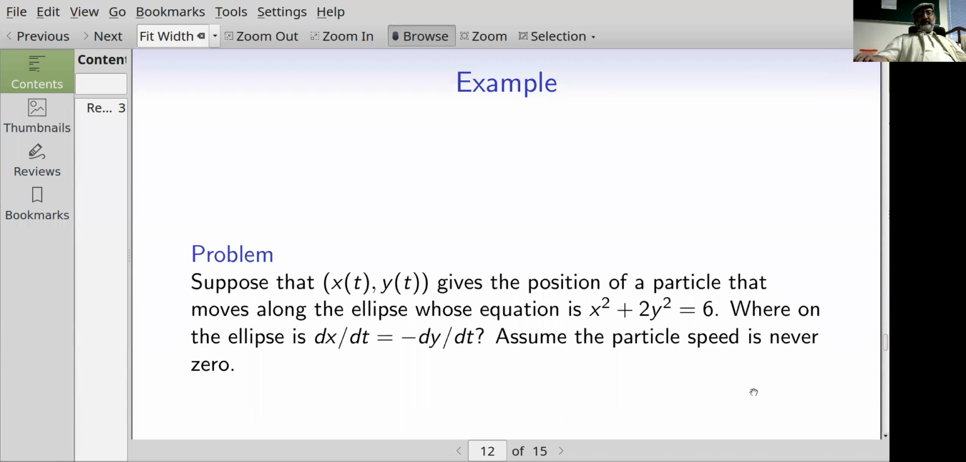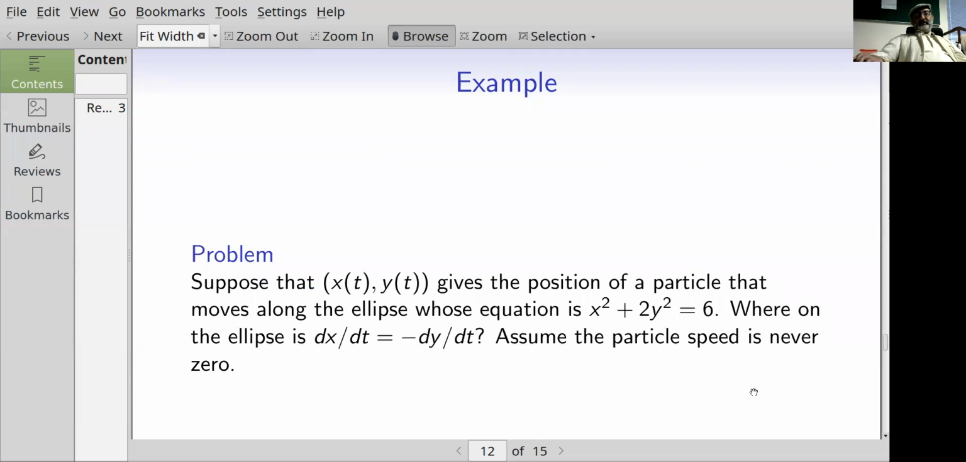Okay. Next example. So you've got an ellipse. The ellipse is given by the equation x squared plus 2y squared is equal to 6. There's a particle which moves on the ellipse over time, and you're given that x, its x position, and its y position are functions of time, and I'm going to assume at some point dx/dt is equal to minus dy/dt, and let's assume that the particle speed is never equal to 0.